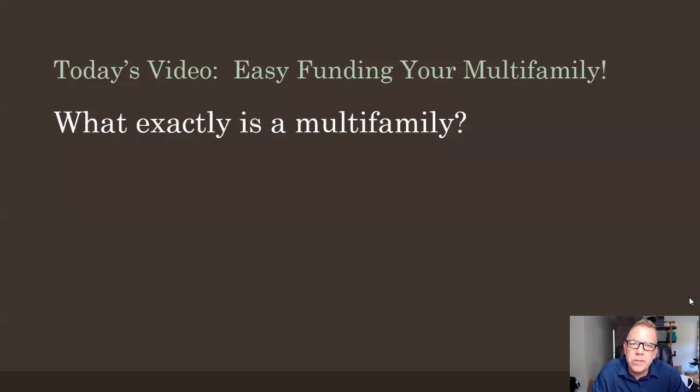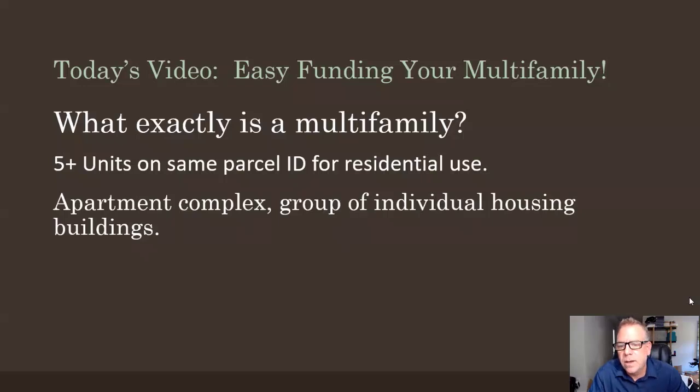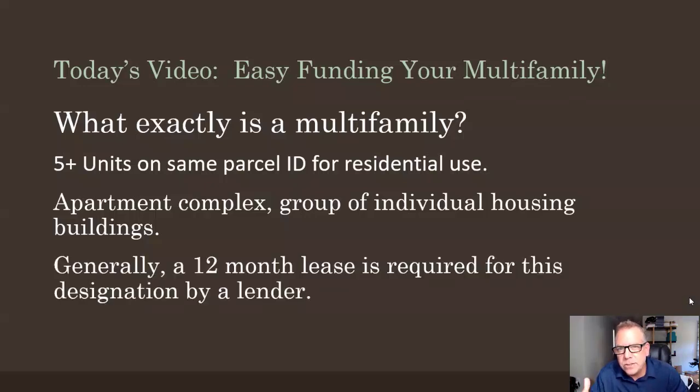And remember, when we talk about what exactly something is, we're always talking about it from the lender's perspective. And so the way a lender designates a multifamily is it has to be 5 units or more on the same parcel ID, and it has to be used strictly for residential use. This can be an apartment complex, it can be a group of individual housing buildings. And again, it's generally a 12-month lease. So it's not a short-term rental property. That's a whole different designation.